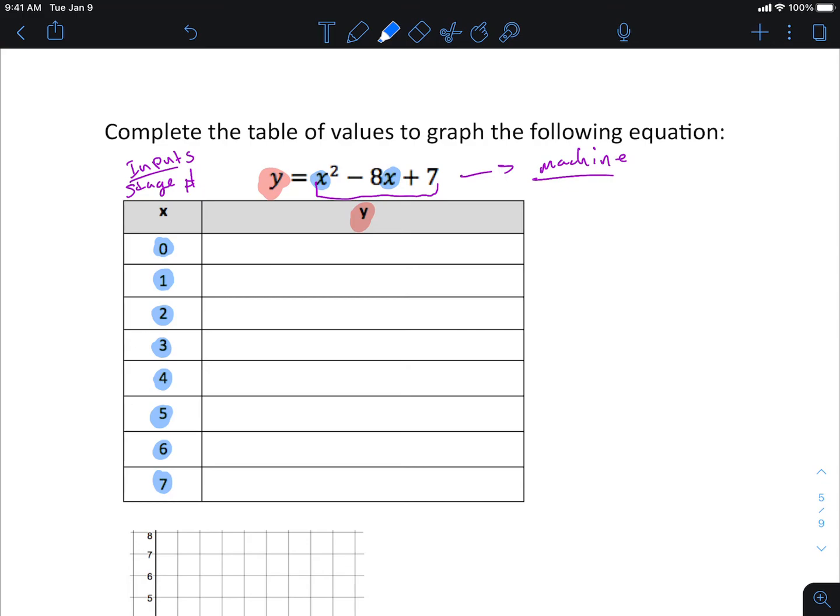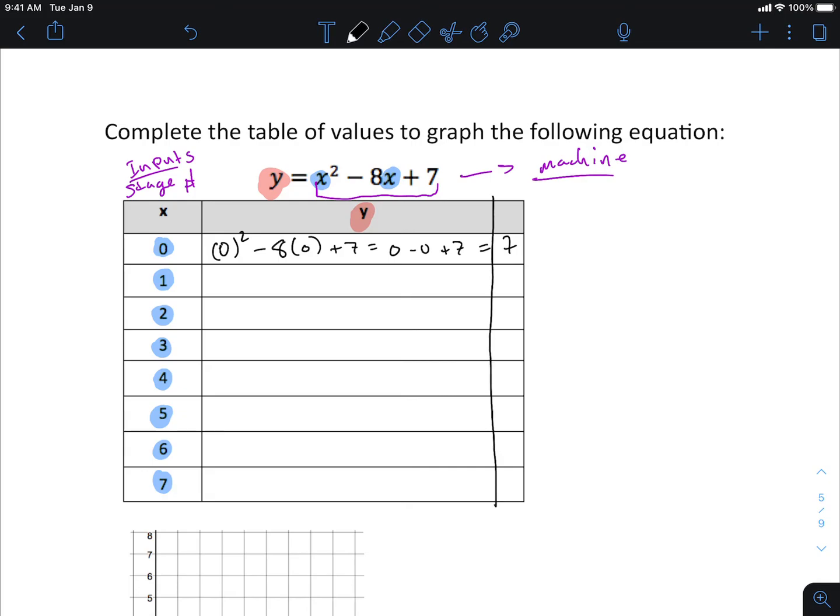All it's going to require is for you to type things into your calculator. If I want to figure out what the red output is, I need to take my blue inputs and put them into the equation, and then just do the math. So for instance, we'll do 0. We get 0 squared minus 8 times 0 plus 7. That's equal to 0 minus 0 plus 7, which is equal to 7.